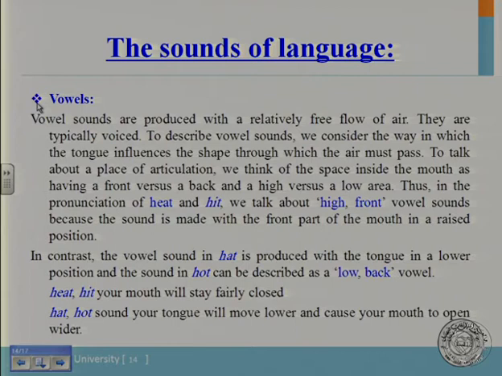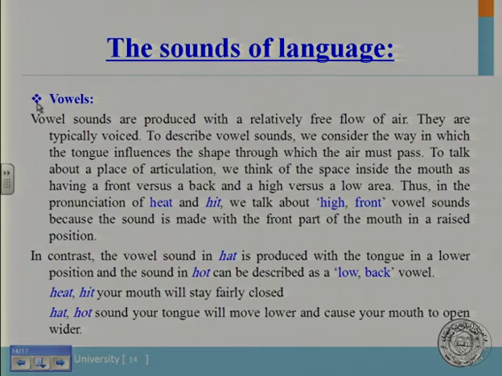Because the sound is made with the front part of the mouth in a raised position. We will come to more details. Now, in contrast, the vowel sound in, for example, hat, here we have the e sound, is produced with the tongue in a lower position. It is again front but lower. And the sound in hot can also be described as low back.